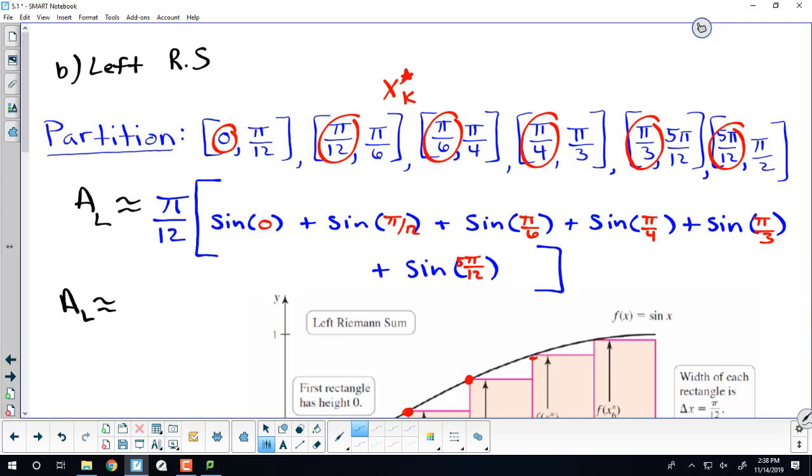So we type all of that out into our calculators. It should come out to be 0.863. You got that?